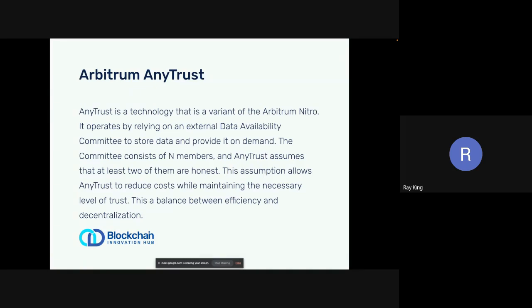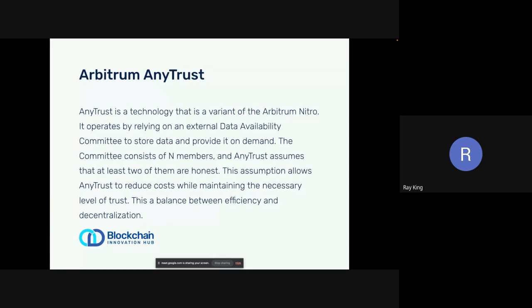So n is, those of us that are math students, we should understand what n means. N can be any number. Members can be any number. And AnyTrust assumes that at least two of them are honest. So what AnyTrust does is it makes a mild assumption that, okay, in this committee, there are 20 members, and out of these 20 members, two are honest. So that's the assumption AnyTrust makes, and that's the technology involved in AnyTrust. Just like the name AnyTrust, it assumes that at least two of them are going to be honest.